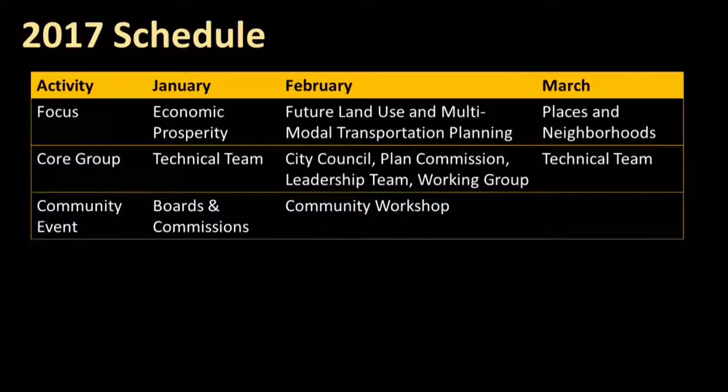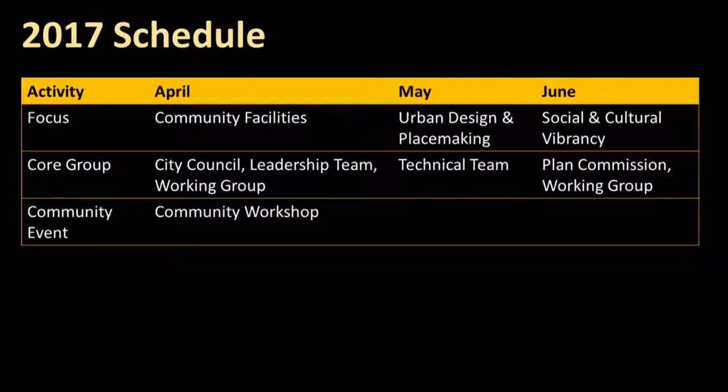In 2017, we'll be looking at economic prosperity and touching base with our boards and commissions in January, then looking at future land use and multimodal transportation planning in February. Again, another touch back with the commission and council on how we're doing, and we have a community workshop slated for that. In March, we move on to places and neighborhoods. In April, community facilities is the focus. Again, another community workshop and touching update with the council and planning commission. In May, we're looking at urban design and placemaking as the focus. In June, social and cultural vibrancy.